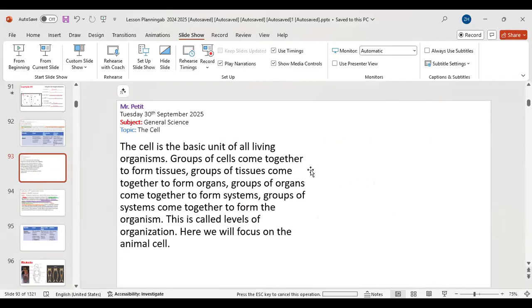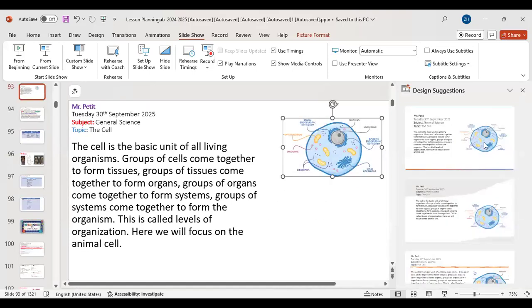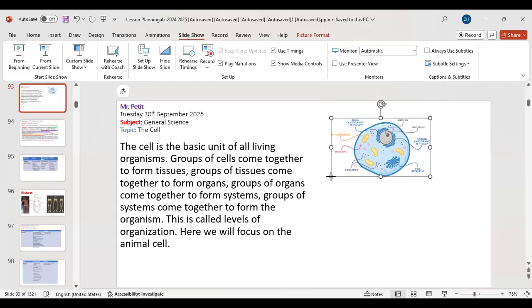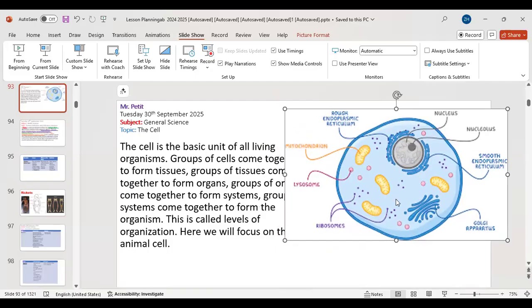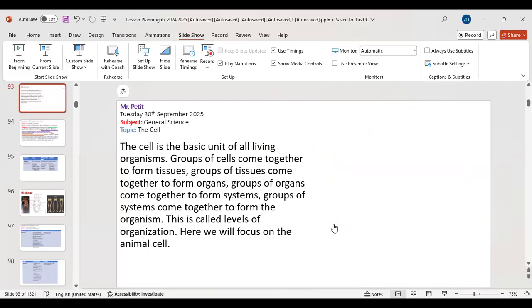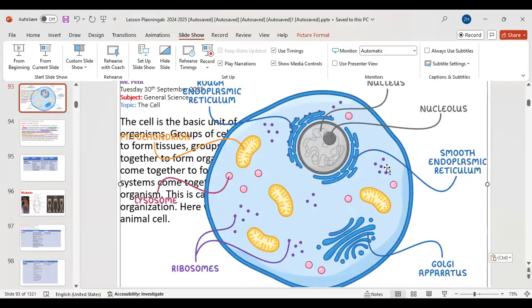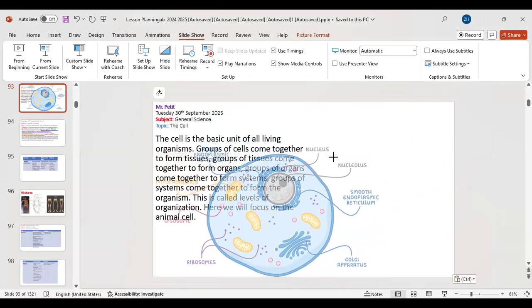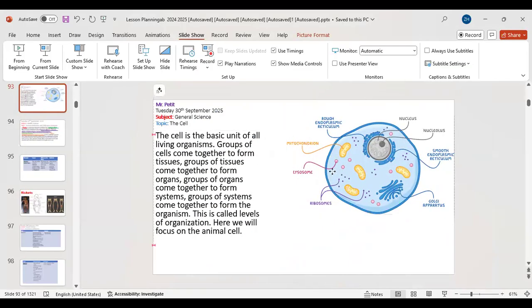So this is a picture showing the animal cell. Let me go ahead and enlarge it so we could just identify the structures. So this is the animal cell right here. Let's see if I could get that clearer than that. Good, much better. So this is the animal cell.